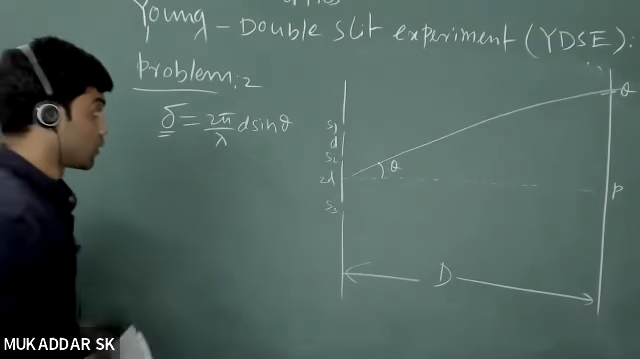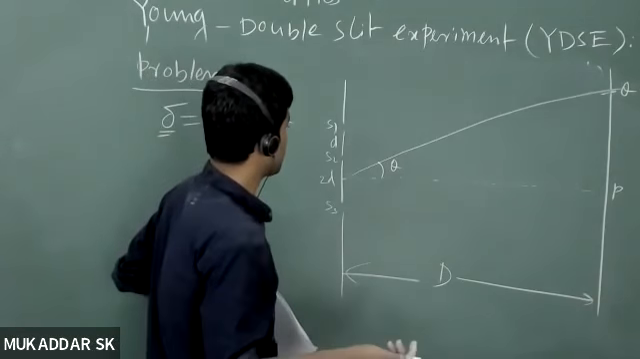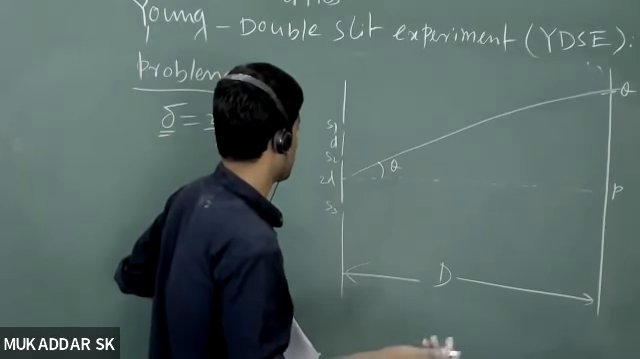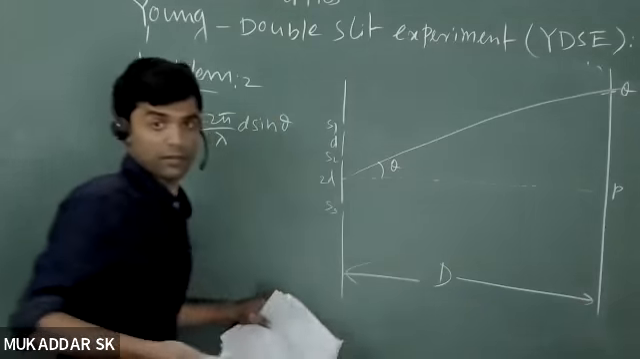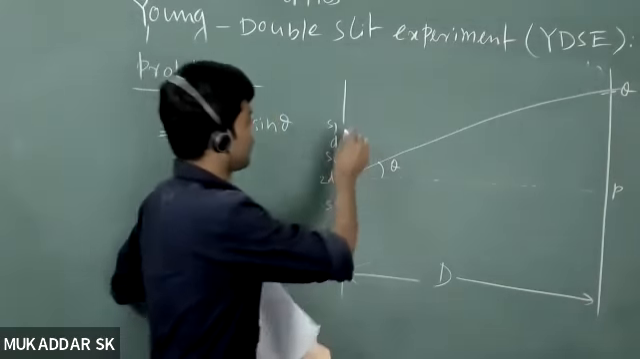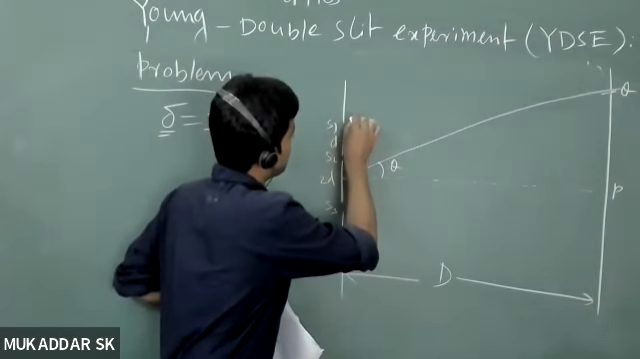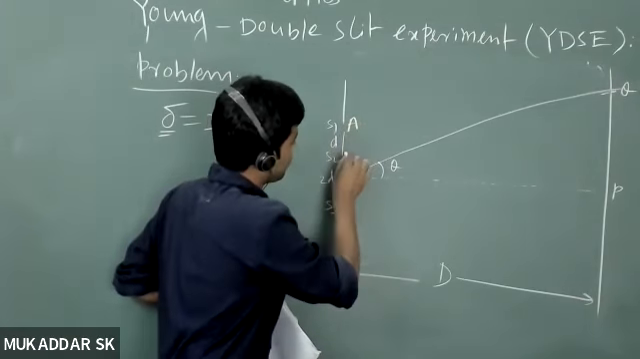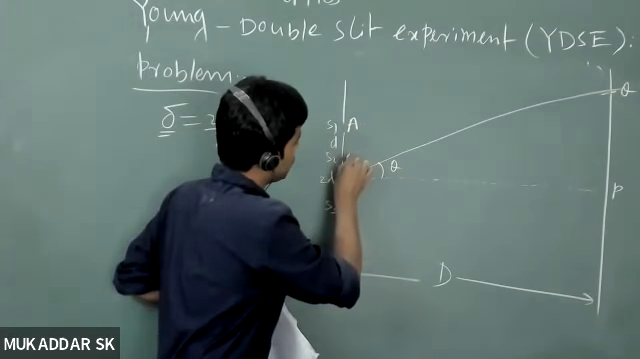Okay, so if they didn't give you any intensity or amplitude, they didn't mention that amplitude, so we have to take the amplitude the same. So the amplitude of the ray coming through S1 is A. The amplitude of the ray coming through S2 is A2.